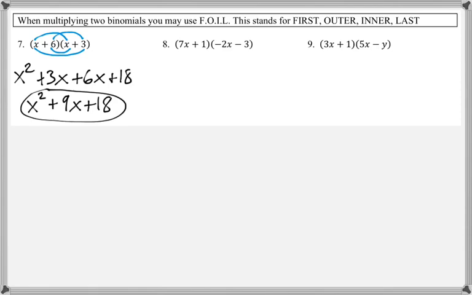So on number 8, we have to do the same thing. It's first, outside, inside, and last.